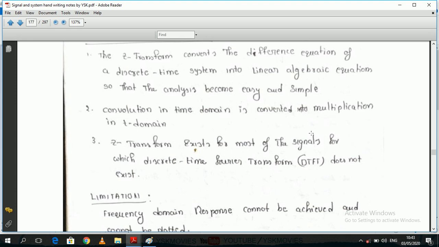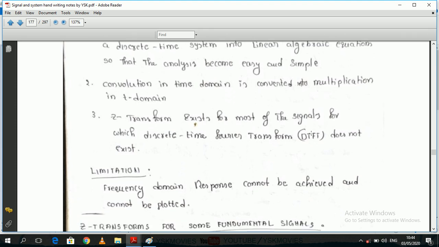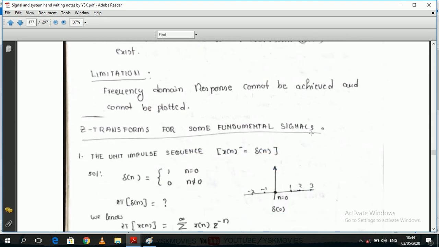So by using the z transform, we convert the difference equation of a discrete time system into a linear algebraic equation, so that the analysis of an LTI system is very simple. In the time domain, it is too difficult to convolve any two signals. If you convert them into the frequency domain, we can simply multiply them if we want to convolve the signals. So the z transform exists for most signals for which the discrete time Fourier transform does not exist. This is the third point. Limitation: the drawback is that the frequency domain response cannot be achieved and cannot be plotted.